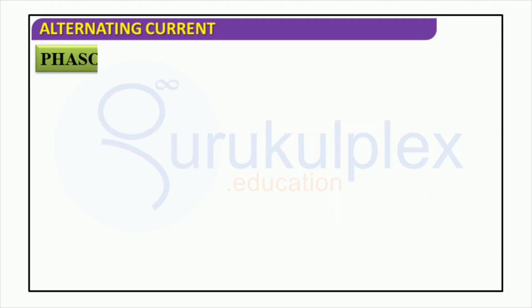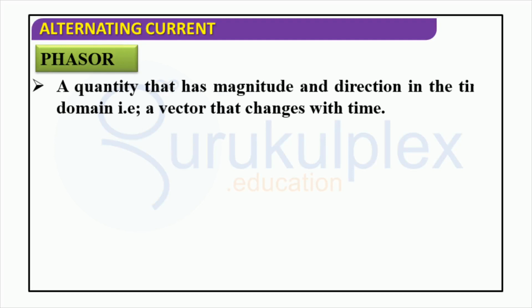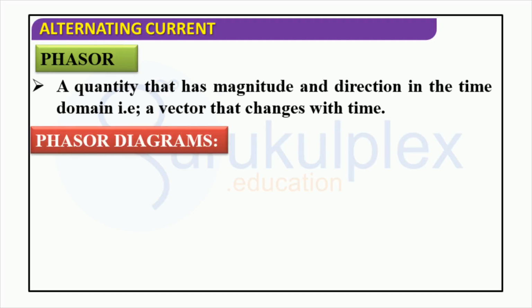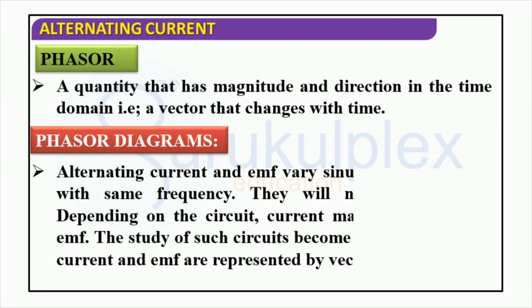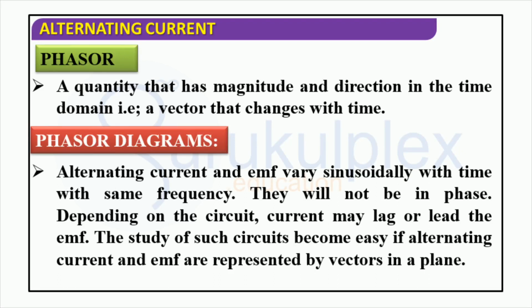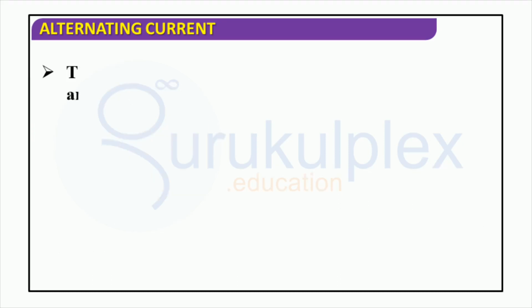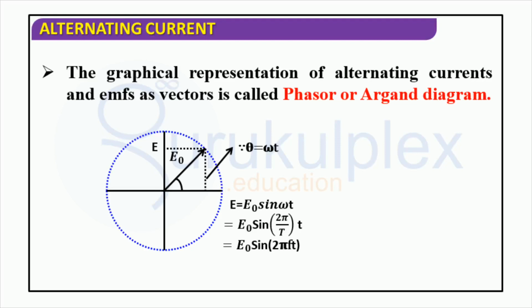It is important to understand the behavior of alternating current by studying phasors. A phasor is a vector with both magnitude and direction in the time domain. Alternating current and induced electromotive force vary sinusoidally with time at the same frequency, but may not be in phase. Therefore, we use phasor diagrams to represent them as vectors in a plane in order to simplify the study of such circuits. We take a look at the graphical representation of alternating currents and EMFs as vectors, also known as a phasor or Argand diagram, at slide 28.